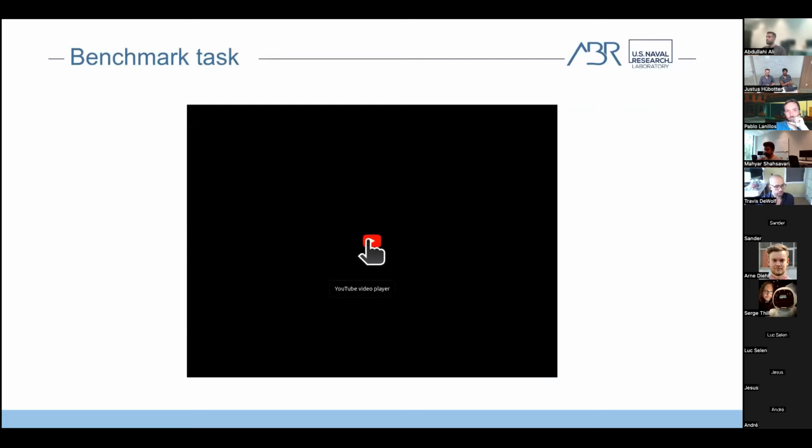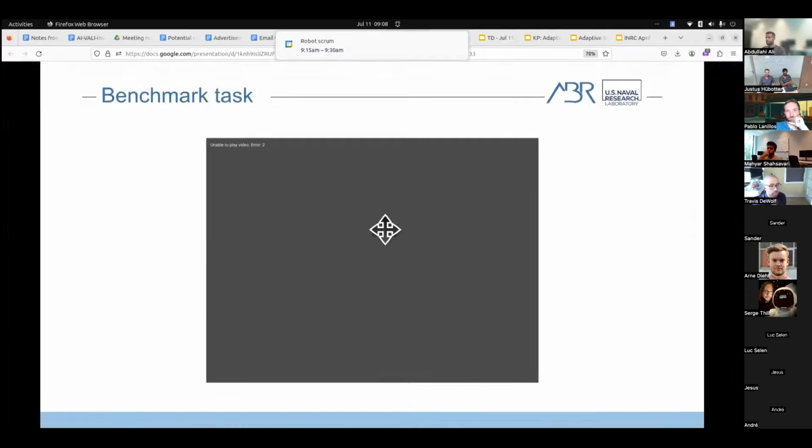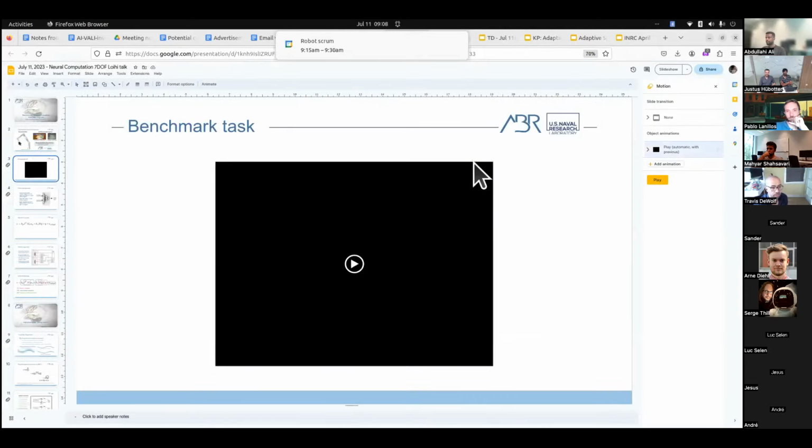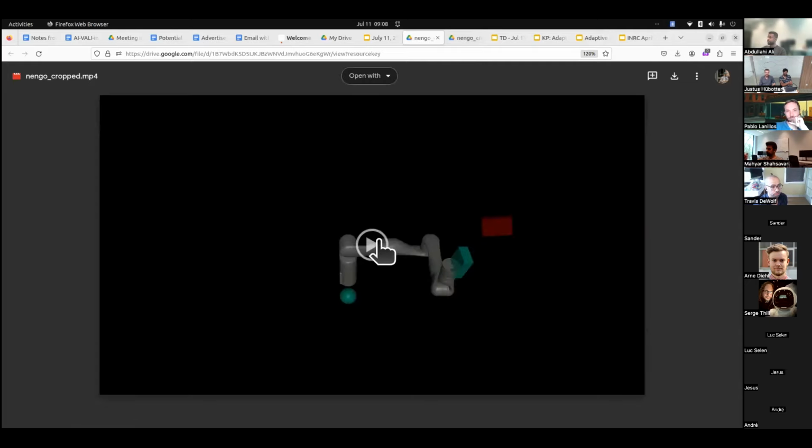This is the benchmark task. We'll see if this actually runs. Yeah, okay. So it doesn't run, but I can pull it out here. Okay.